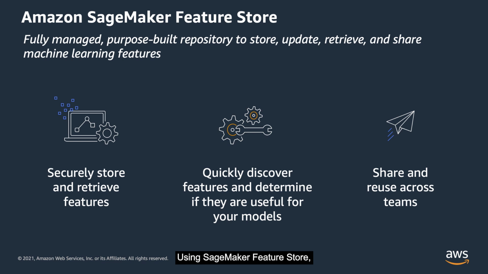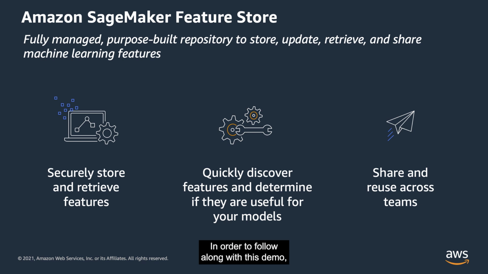Using SageMaker Feature Store, you can quickly discover available features and determine if they would be useful for your models. Multiple teams can access a feature store, enabling sharing and reuse of features across teams. In this demo, we will be working in SageMaker Studio, which is a fully integrated development environment for machine learning, providing complete access, control, and visibility into each machine learning development step, all in one place.